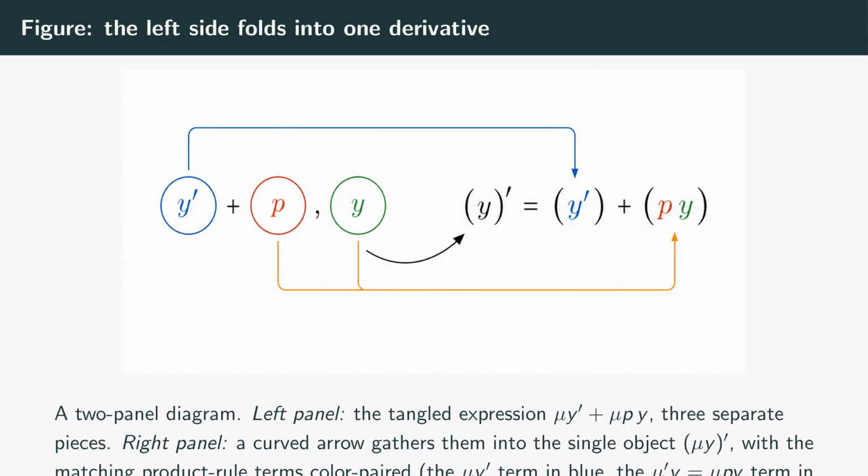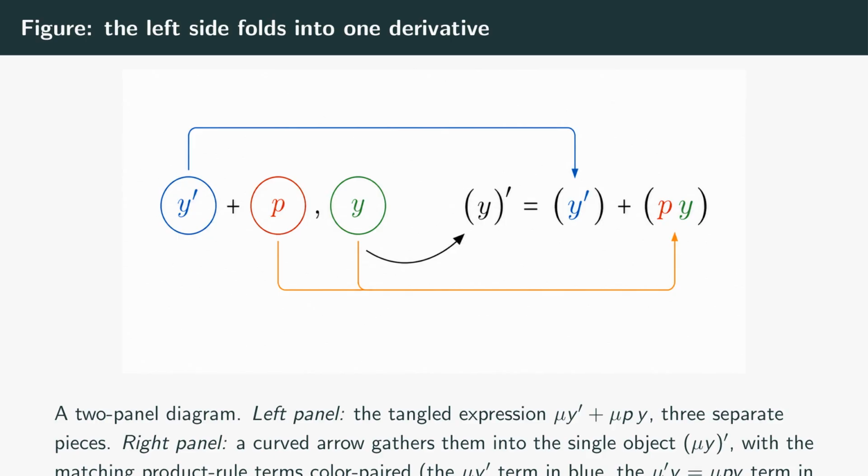Let us make the central move visible. On the left of this picture is the equation right after we multiply by the integrating factor, mu times y prime plus mu times p times y equals mu times q. Three separate pieces on the left, and they look like a mess. Now watch the arrow on the right.